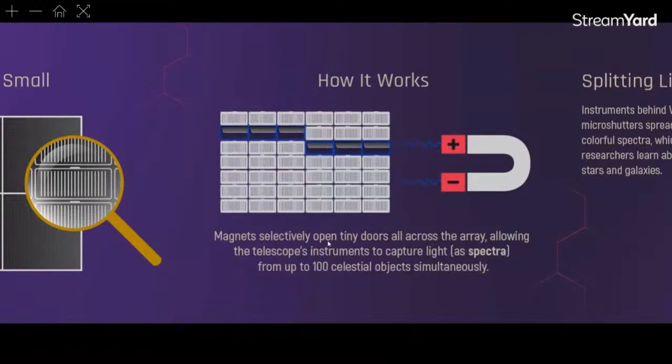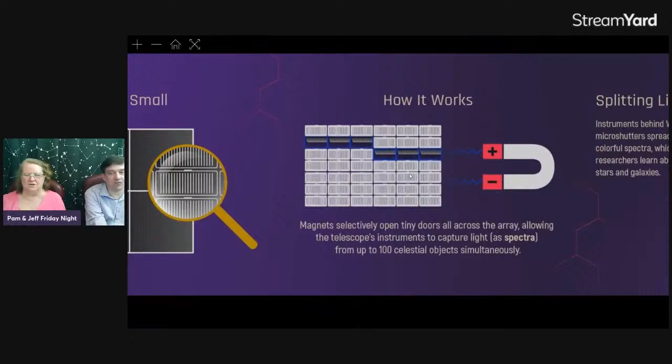Magnets selectively open tiny doors all across the array, allowing the instruments to capture light from up well, to if it's LCD, it's probably arranging them. So if they're like this and you can't really see anything, they might go like this, and then you can. Yeah. Okay. Right, but it's got so many different gates that it can look at 100 different objects at the same time, because it just opens the gates for those objects. Okay. As long as they're far enough apart, they don't interfere with each other. Wow.